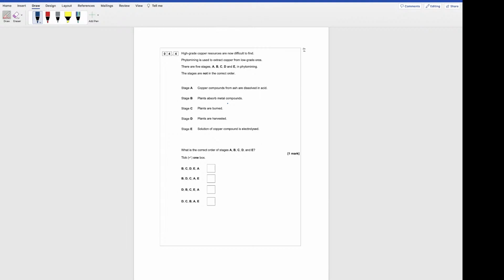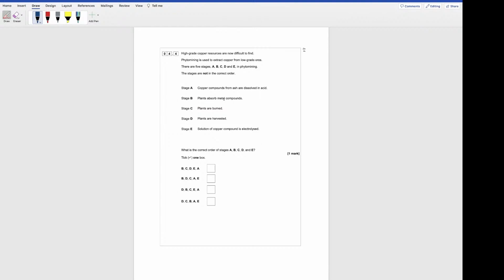They absorb through the roots all of the copper ions, and then we harvest the plants, burn them, and do a separation technique called electrolysis to get the copper out. So which one follows that description? Well, first of all, we're looking for something where we talk about planting plants. That's the first thing.